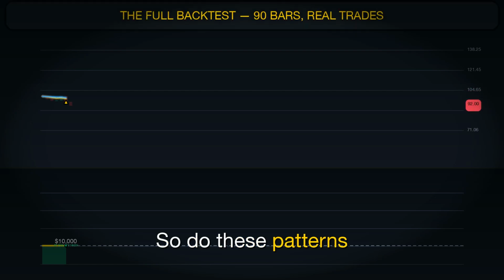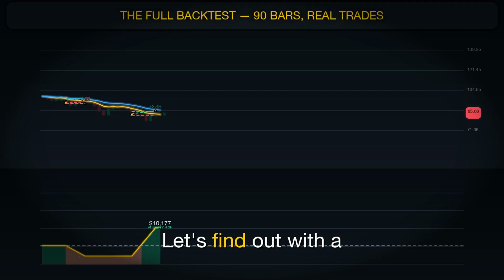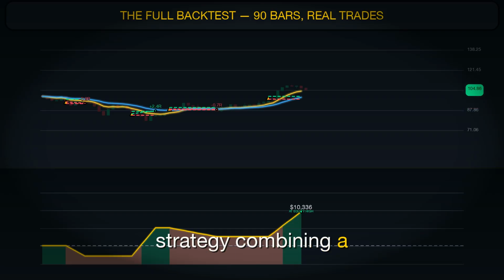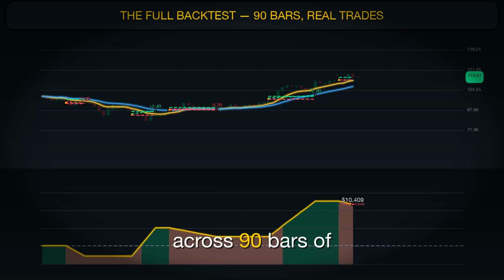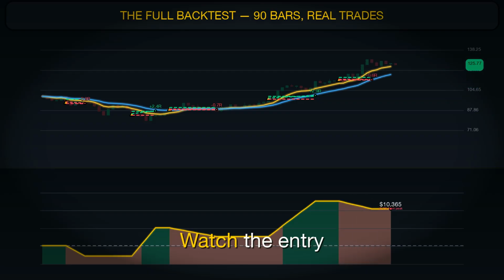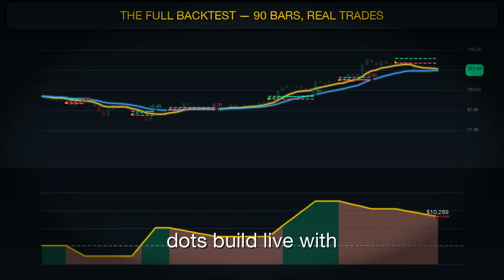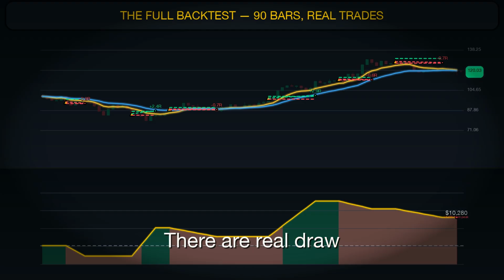So do these patterns actually make money? Let's find out with a real backtest. I ran a simple strategy combining a few of these signals across 90 bars of price action. Watch the entry triangles and exit dots build live, with the equity curve below. Notice it's not a straight line up, there are real drawdowns. That's just what trading actually looks like.